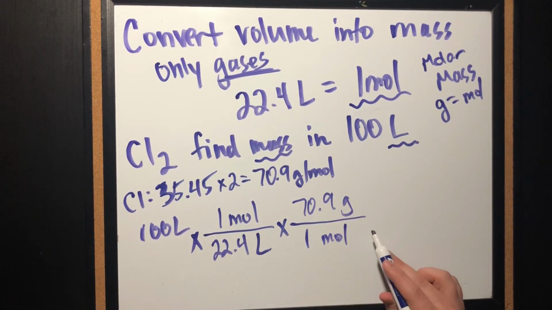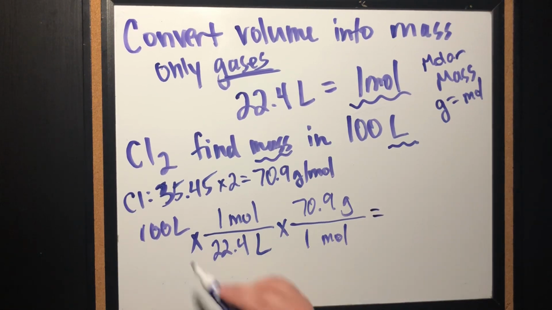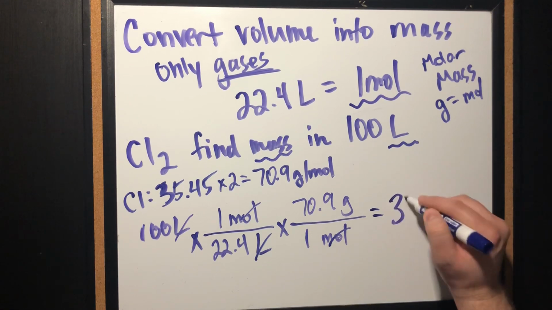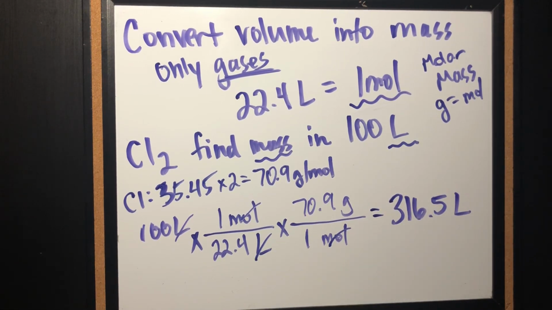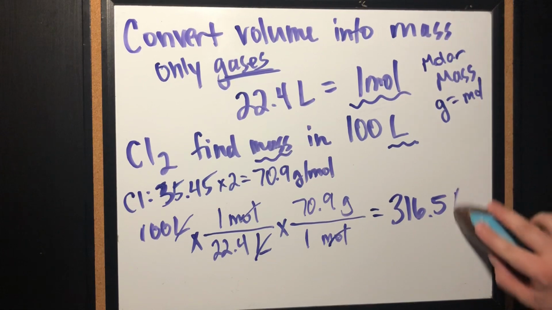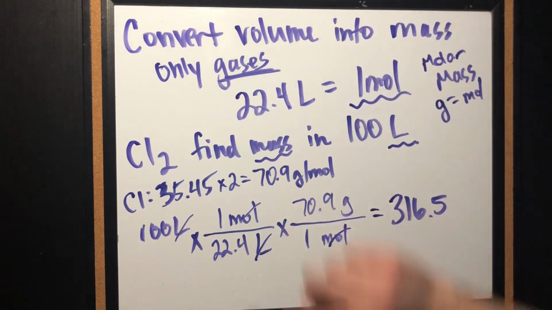Now I have some dimensional analysis going on. Cancel out my liters, cancel out my moles. If I put all this in my calculator, I should get 316.5 liters. Sorry, 316.5 grams, because that's what I want.